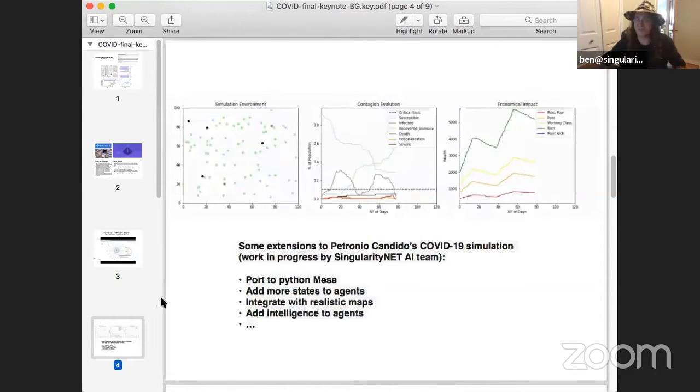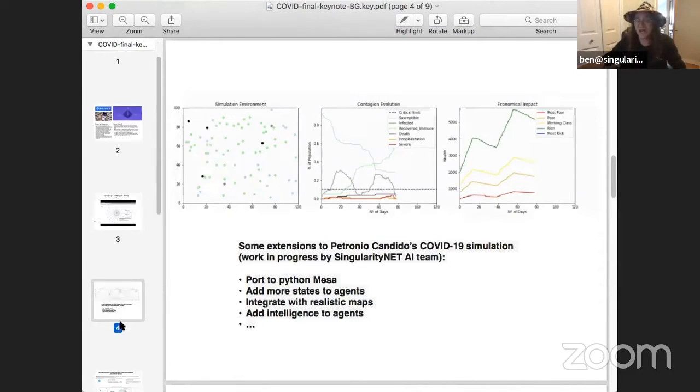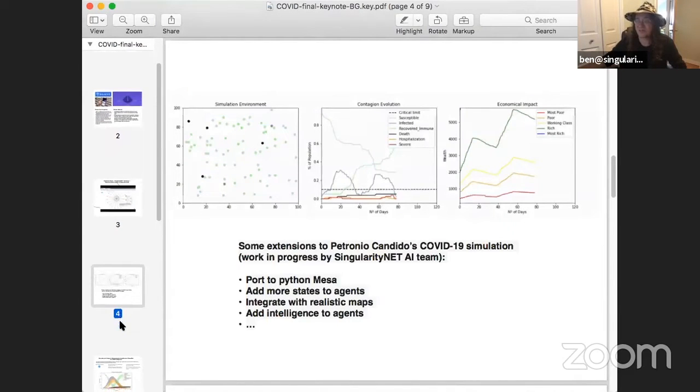So I want to get back to the agent-based modeling, and going back to what Debbie was talking about. How do these apps that identify when you're getting sick even before you can feel it help out with agent-based modeling? Within the SingularityNET software team, we've been playing with Petronio Candido's agent-based modeling framework, which we heard a fantastic in-depth talk about earlier in this summit, and we've been extending it in a few ways.